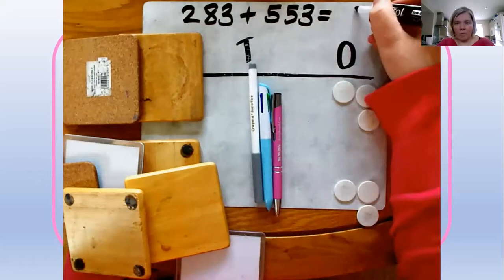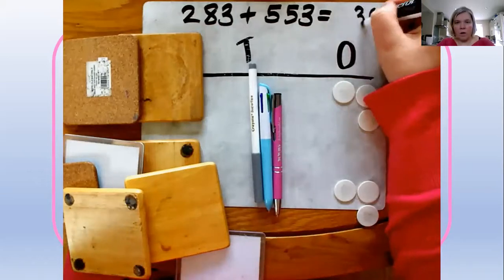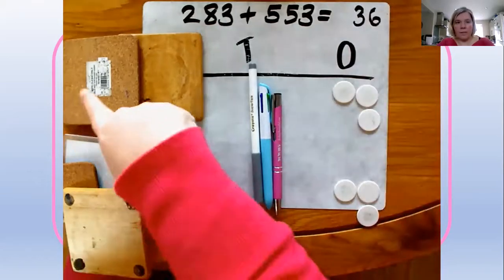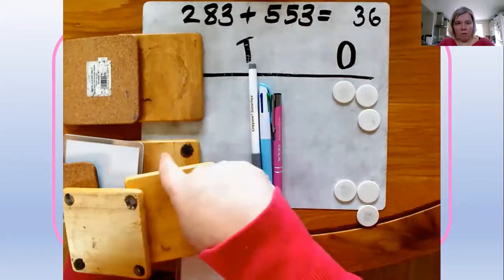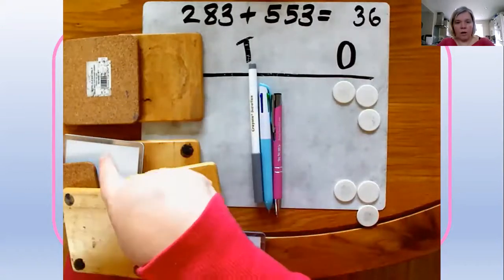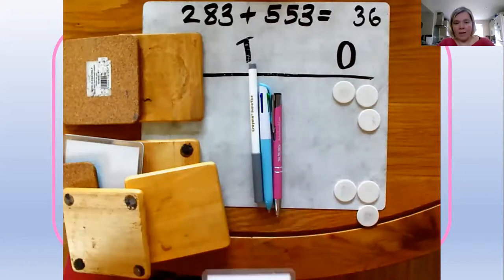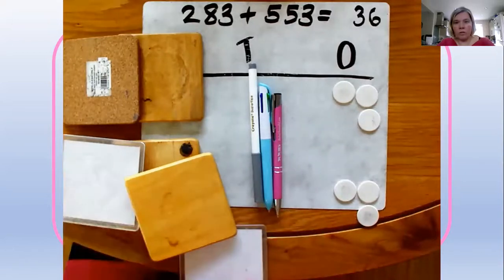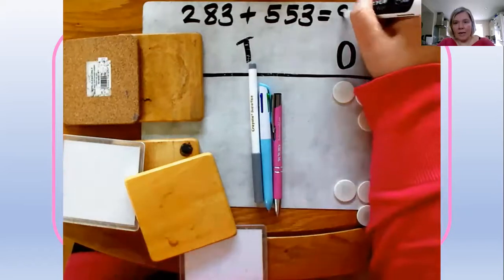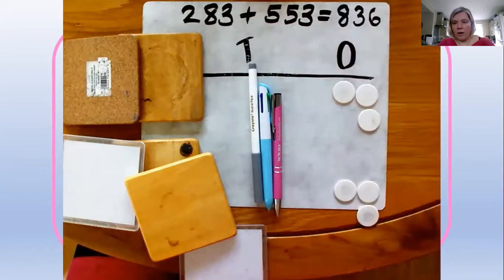So now how many have I got in my tens column? I've got 3. How many have I got in my 100s column? I've got 5, 6, 7, but I need to remember that extra 100. So I've actually got 8, just before everything falls off the table. Okay, so hopefully you have got something that looks very similar to that.